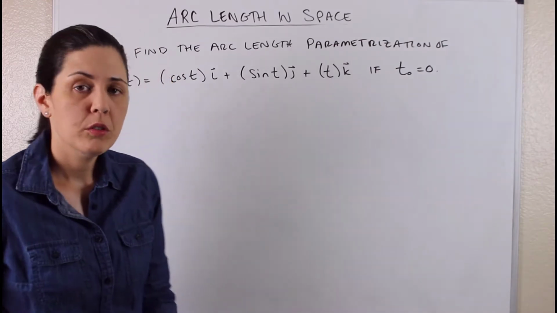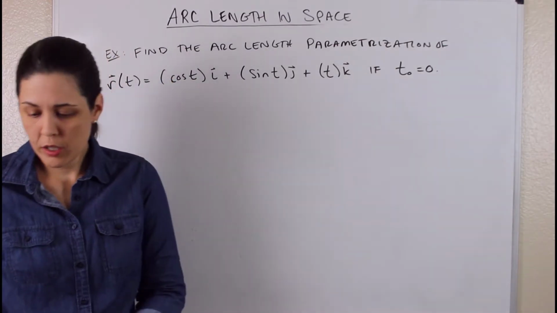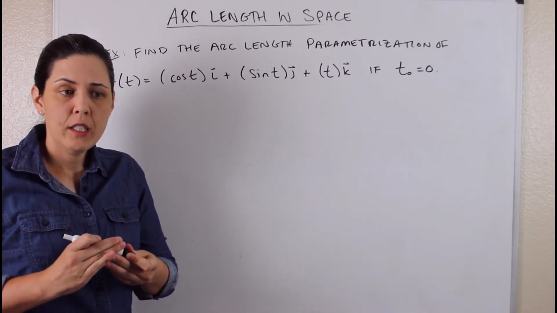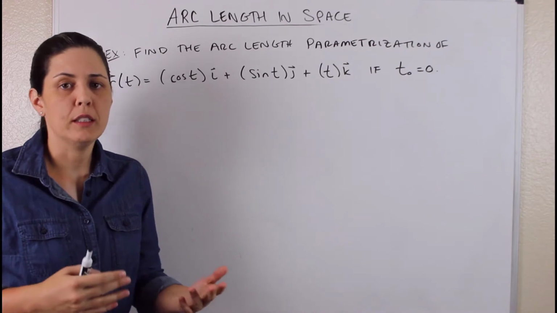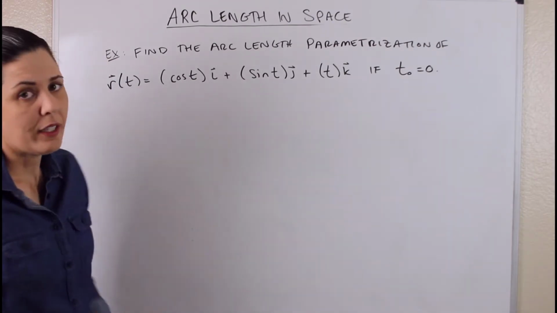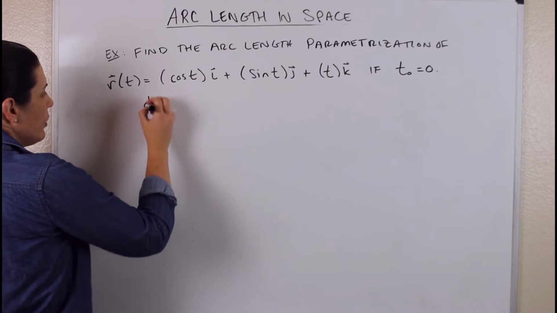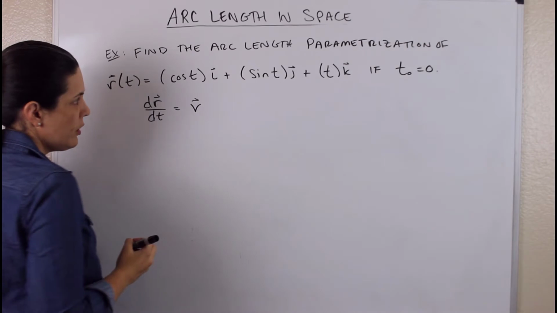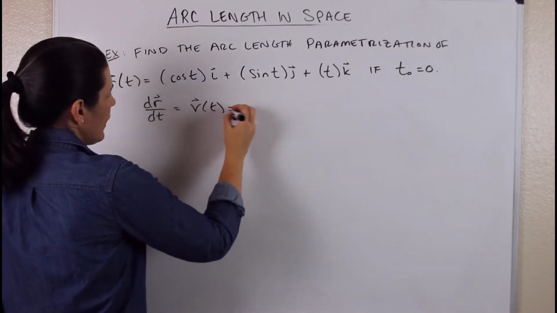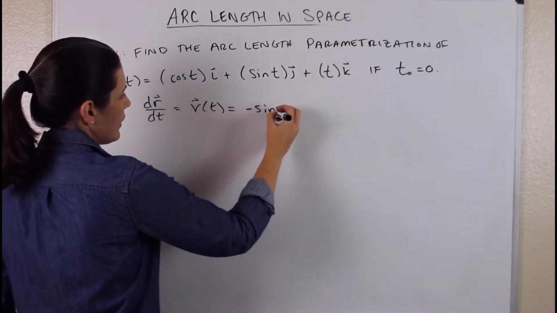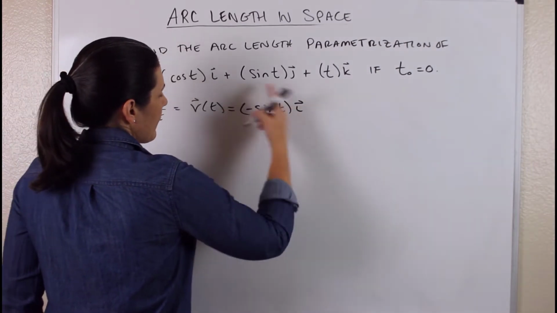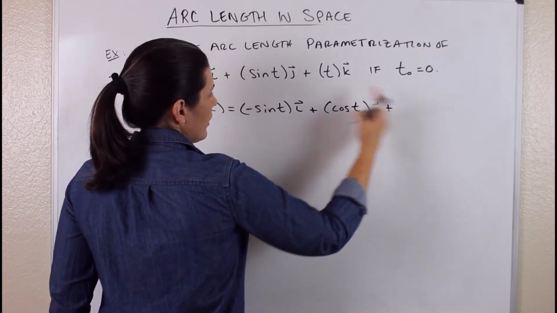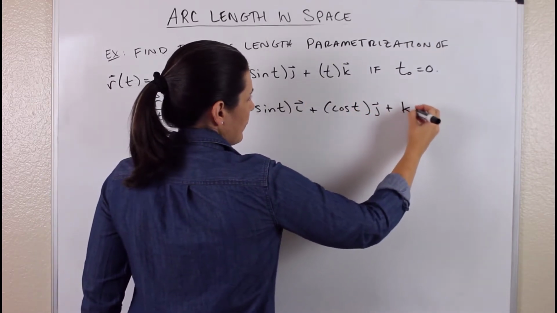So we're asked for the arc length parameterization, so we're going to use our formula that we just worked with. Now remember what it needed. It needed the magnitude of the velocity vector function. So we have to start by finding that. So the derivative of our position function with respect to t is our velocity function. So let's differentiate that. And we get negative sine t i plus cosine t j plus 1k.